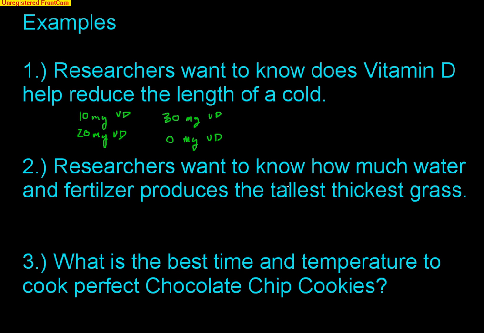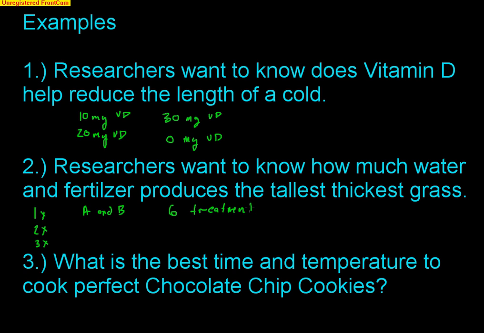Researchers want to know how much water and fertilizer produces the tallest, thickest grass. Well, maybe we think that water helps grass grow, obviously, and we could water 1 time a day, 2 times a day, or 3 times a day. But also we have fertilizer A and fertilizer B, and we're not quite sure which one is better. So we have 2 explanatory variables, water and fertilizer. Both we want to produce taller, thicker grass. That's our response variable. But because we have 2 different explanatory variables, and one comes in 3 levels, one comes in 2 levels, we actually produce 6 treatments.